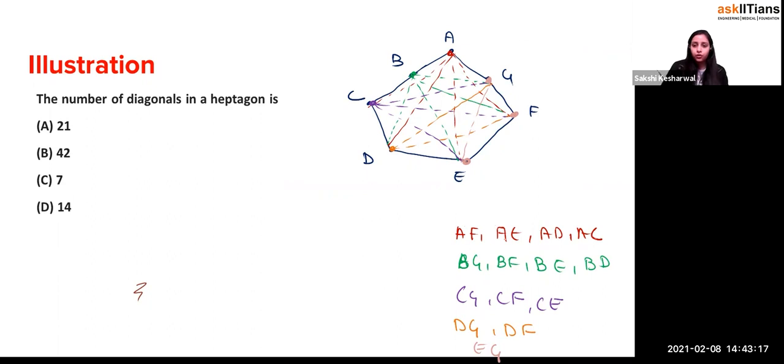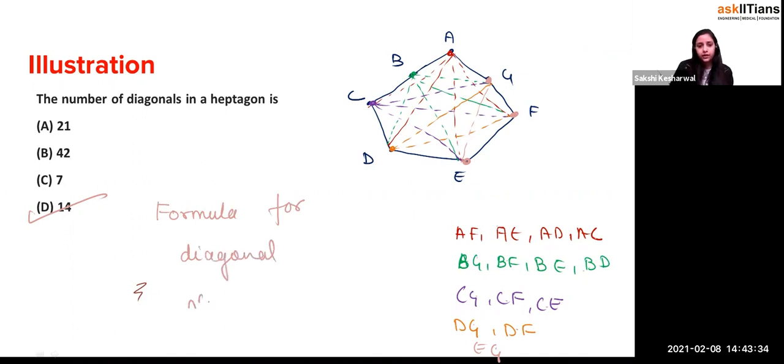1, 2, 3, 4, 5, 6, 7, 8, 9, 10, 11, 12, 13, 14. So it has 14 diagonals. Actually there is a formula for it. I'll write it for you. The formula for diagonals is n(n minus 3) by 2, where n is the number of sides.